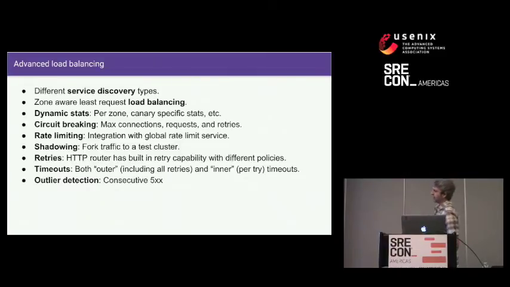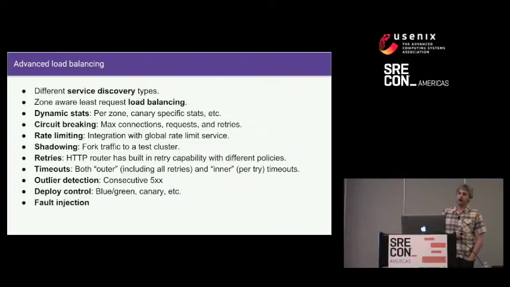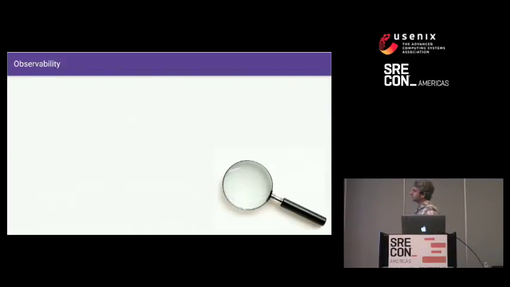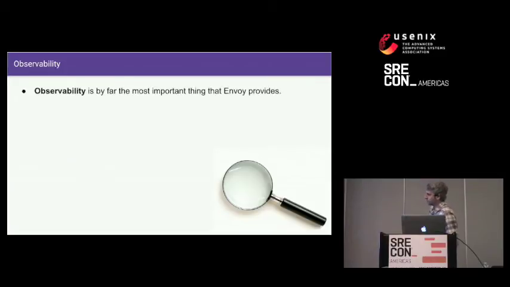As I was talking before, we do outlier detection. We have other stuff coming in this area, but right now we do consecutive 500s. With this system, we can do deploy control, whether that's blue-green or stuff like that. And then we have written the code to do fault injection, so that's basically injecting 500s or injecting latency. We haven't rolled this out yet in production. That's a Q2 thing. So let's talk about observability.